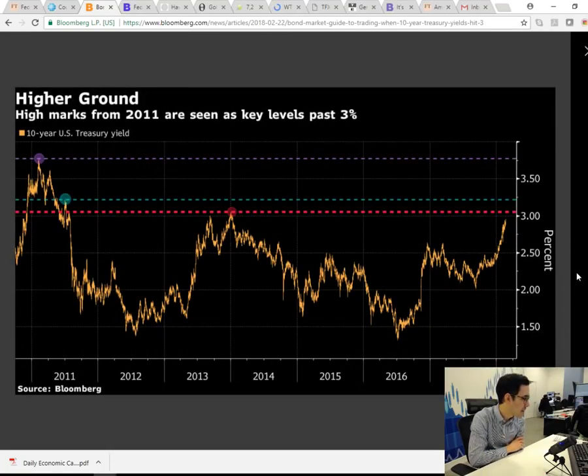And there's a couple of historical technical points of interest, and really you've got to go all the way back to 2011 when we were up around the 3.2, 3.25% level, and then way above there, knocking on 3.75% at the beginning of 2011, if we were to breach that key psychological 3% level.